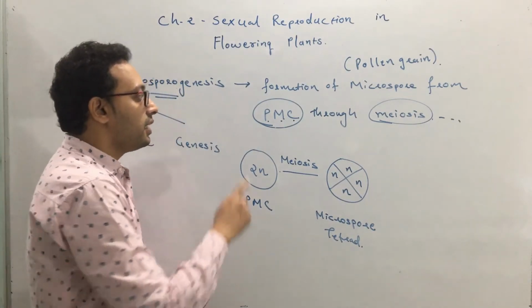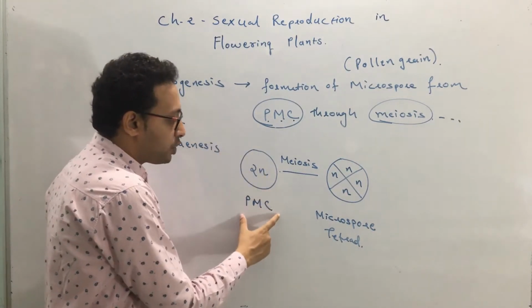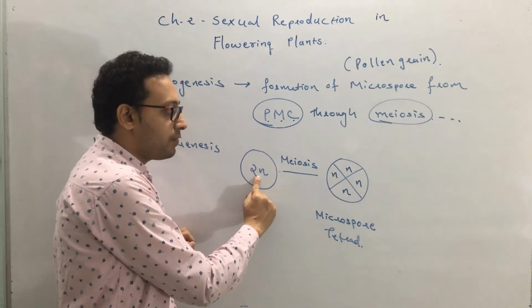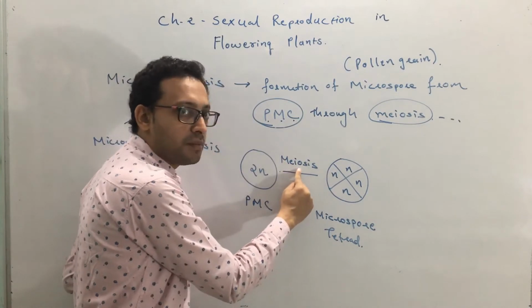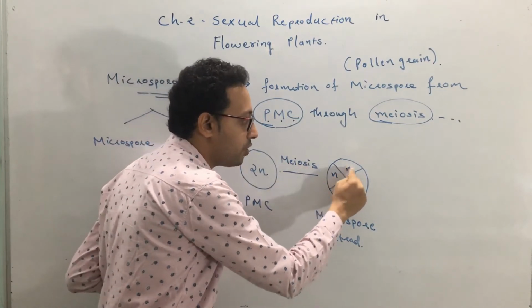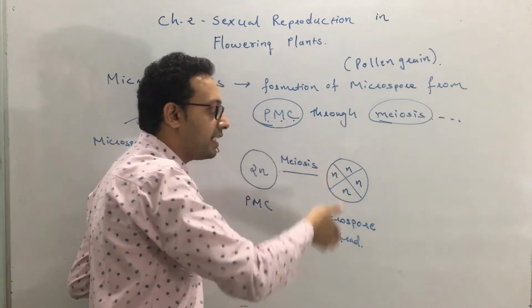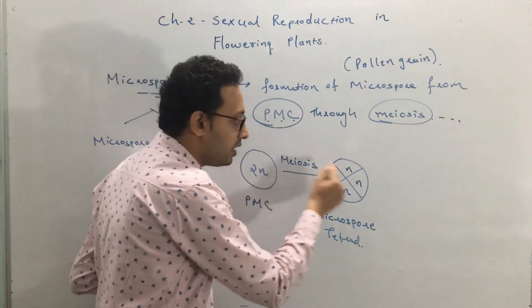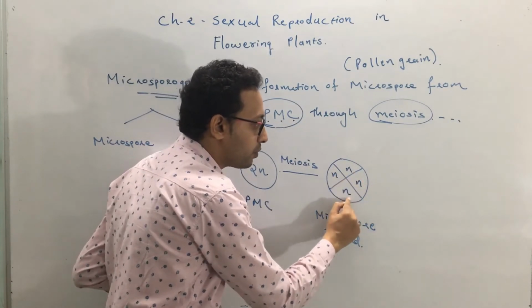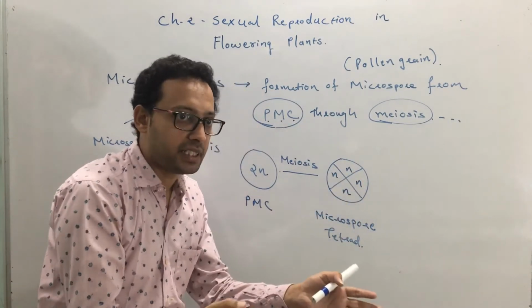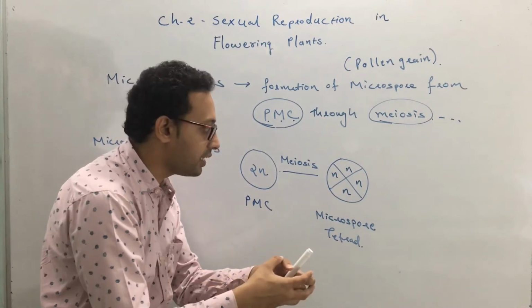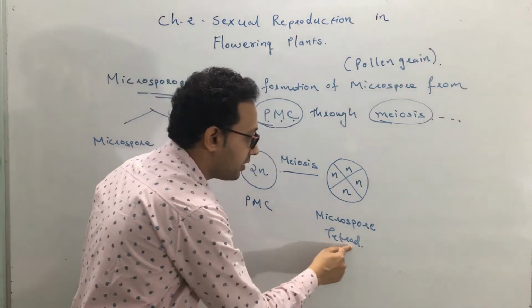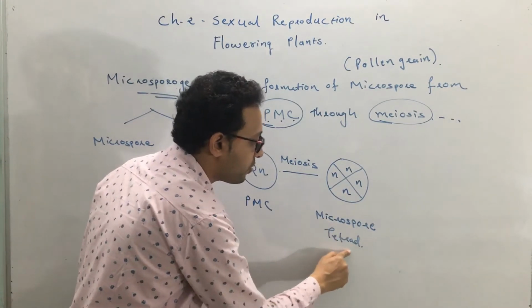What is the first step? In microsporogenesis, how many chromosomes does the pollen mother cell contain? 2n number of chromosomes. It divides by which process? Meiosis. It's meiosis, so obviously how many daughter cells are produced? 4, containing half the number of chromosomes of the parent. So the parent has 2n chromosomes, and the daughter cell has n chromosomes. These cells don't remain separated. They remain attached together initially and form a cluster of 4 cells. This cluster of 4 cells is called a tetrad, microspore tetrad.